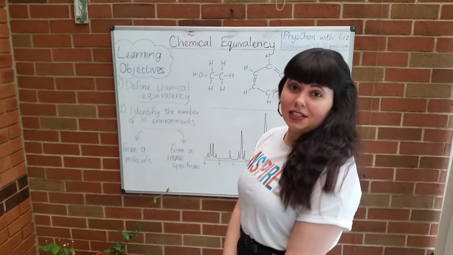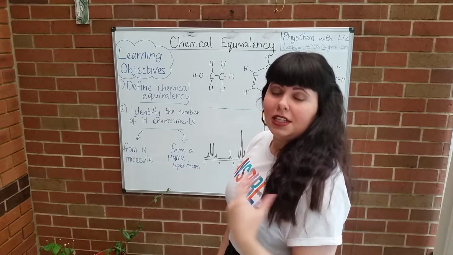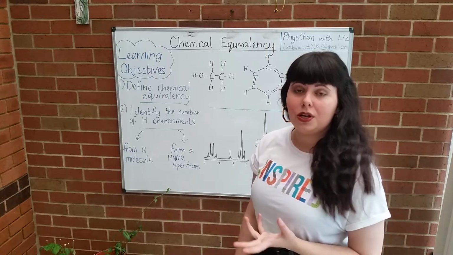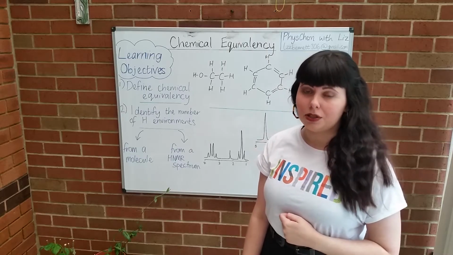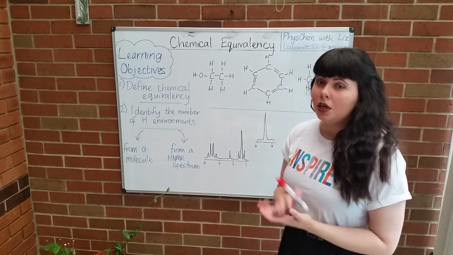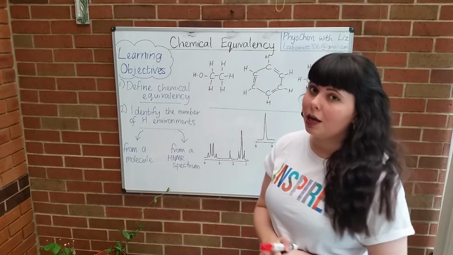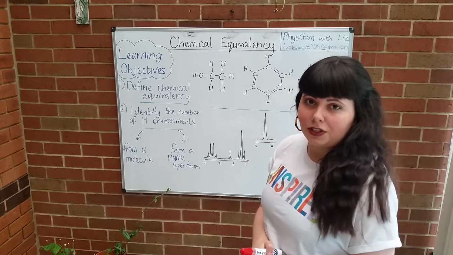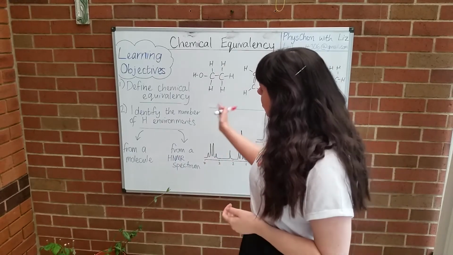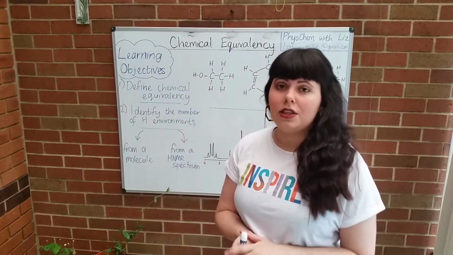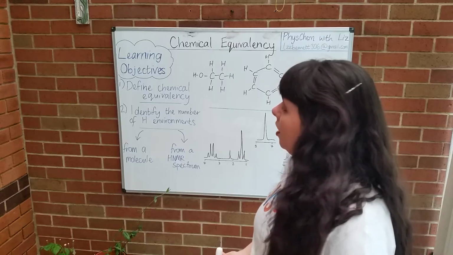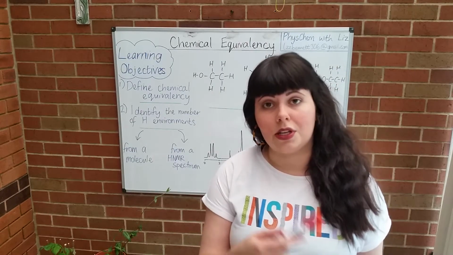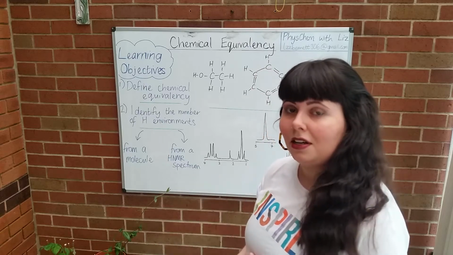I'm Liz, and in today's short video, the second one in the basics of NMR, we're going to look at something called chemical equivalency. So we're going to define what chemical equivalency means. You don't have to learn a worded definition for this one. And we're going to practice identifying the number of hydrogen environments by looking at molecules, and also by doing it the other way and looking at NMR spectra.